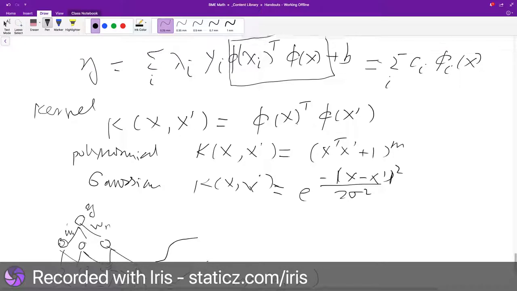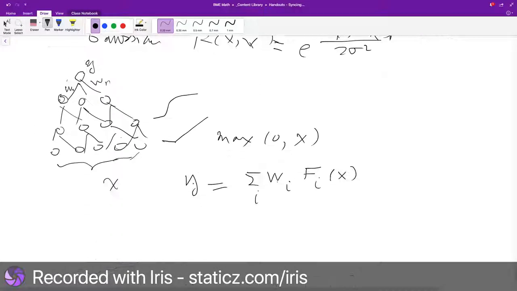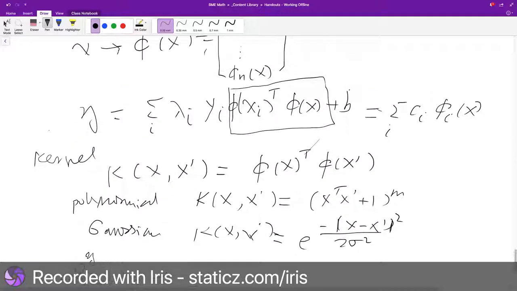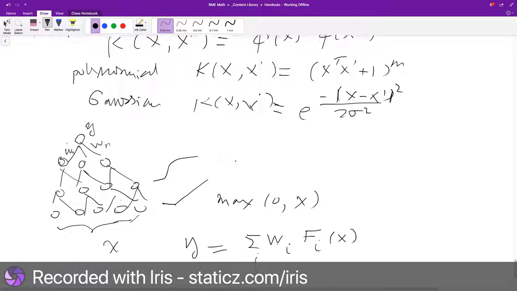The choice of these nonlinear functions is one problem with the support vector machine: you don't know which function to pick. It depends on the problem, right? You can pick the right ones or the wrong ones, the appropriate ones. Compared with this, the final result will be the same. You have some linear combination of some nonlinear functions, right? Here, the same thing if you go to the last stage.